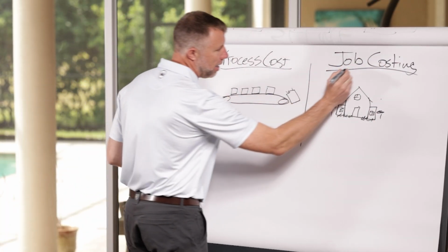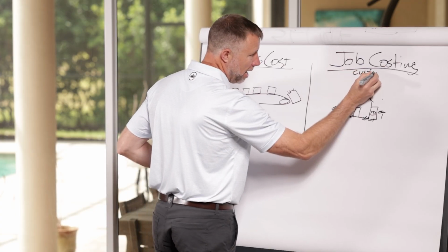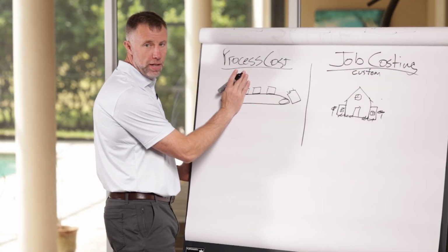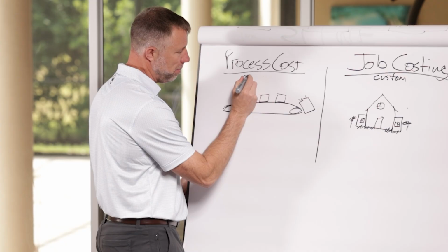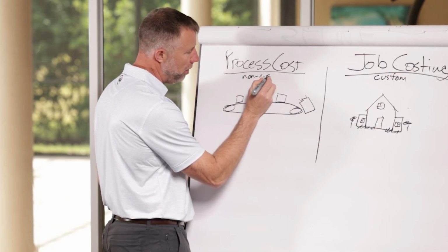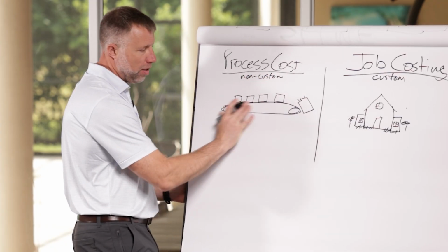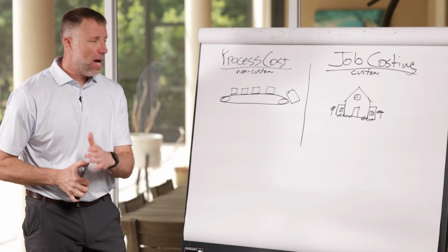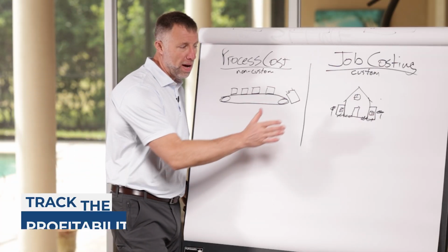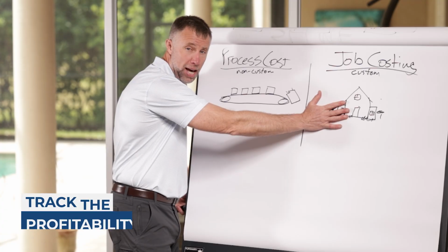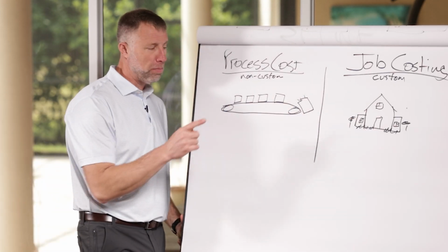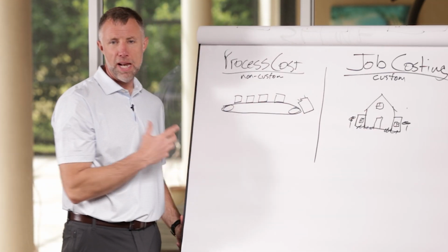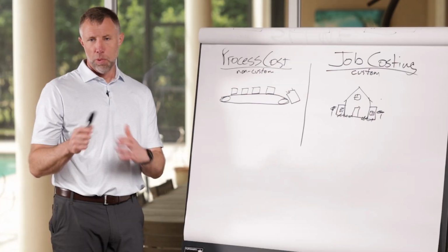So think of this side as custom and a one-off, and think of this side over here as non-custom, or things that we put on a conveyor belt. That's what that drawing is here: a conveyor belt with boxes going across the top. Regardless, we still need a methodology to track the profitability of this one-off custom item, and we need to track the profitability of each of these individual manufactured process boxes as well. So regardless of what you're in.